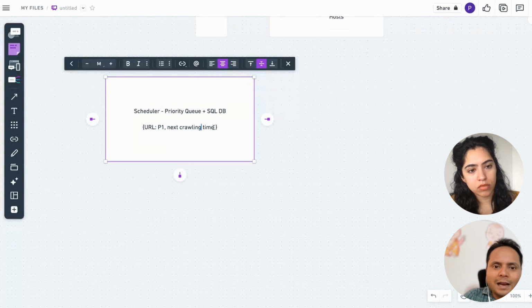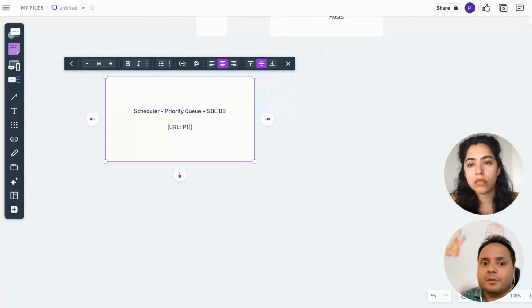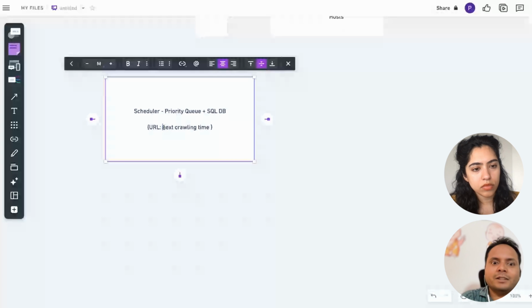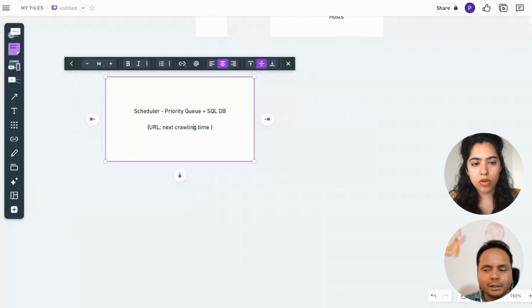So either we can have a P1 indicator kind of thing. If it's a P1, probably in our logic, we can define that something which is a P1 needs to be crawled every 5 seconds, every 10 seconds, something like that. Or we can signify that by specifying directly the next crawling time for the website. If it's a higher priority website, then we will keep the next crawling time shorter. I hope you get the idea there. So using these two indicators, we can definitely set the priorities of the websites and differentiate between different websites. So that's one thing. I think that's taken care of.